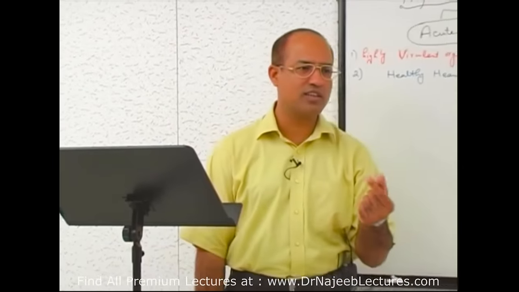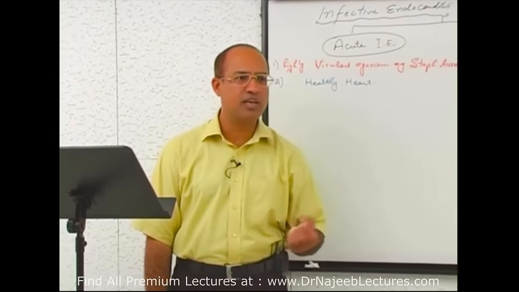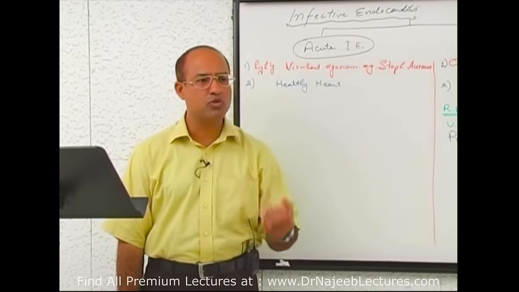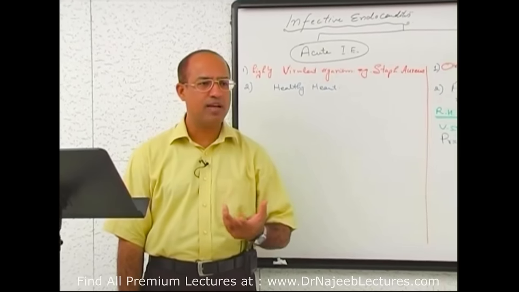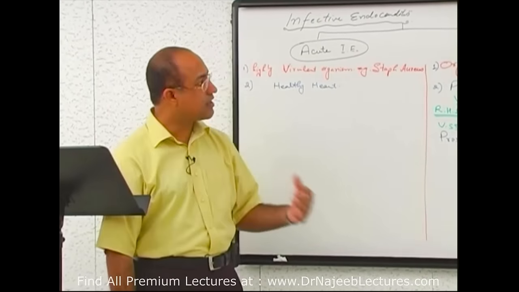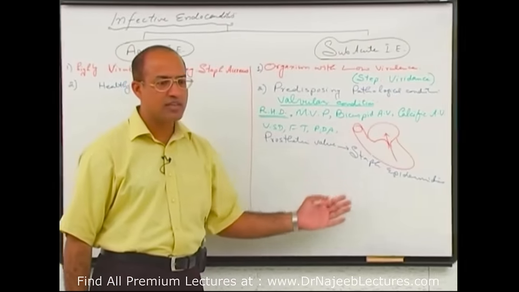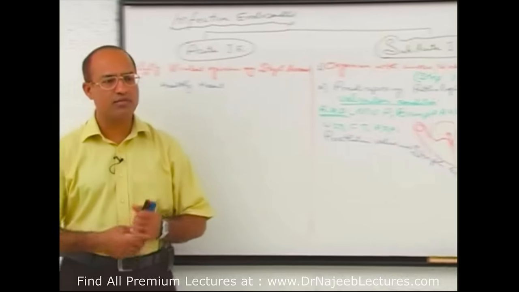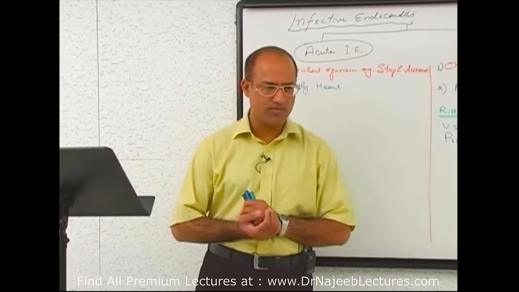Then the people with indwelling vascular catheters. The patients who have indwelling vascular catheters in the circulatory system, sometimes the tip of the catheter gets infected. And from there, it becomes a very heavy source of persistent bacteremia. And of course, when bacteremia is there, and on top of that the heart is predisposed, then naturally there is a very high risk of infective endocarditis, right?